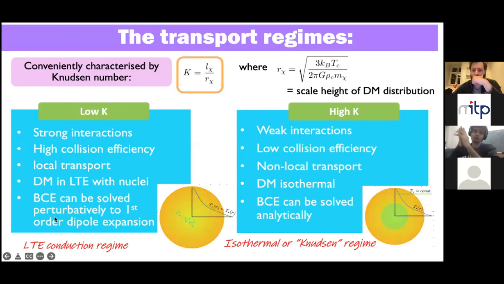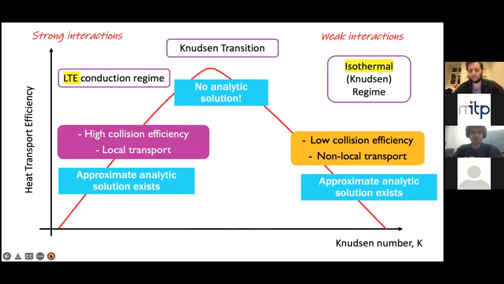So in the LTE conduction regime, you can solve the Boltzmann collision equation perturbatively using a first order dipole expansion. This was first performed by Gould and Raffelt in the 80s. And you can also solve it in the isothermal regime, because in this case, your dark matter is just at a single temperature.